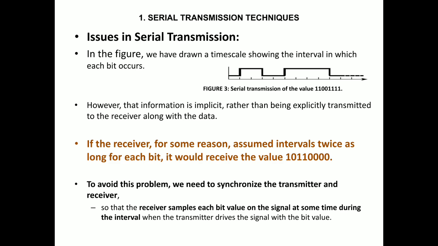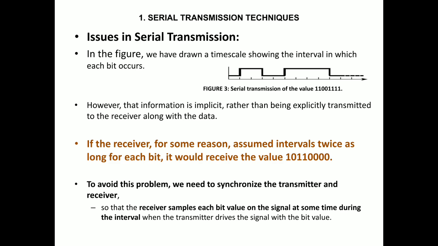One scenario of getting wrong data is that instead of receiving 11001111 at the receiving end, we will receive 10110000 because of the time duration gap. The receiving end gets the wrong data, 10110000, which is not what was transmitted. This is also one of the issues in serial transmission. For that we need proper timing, meaning proper synchronization between the transmitter and receiver.